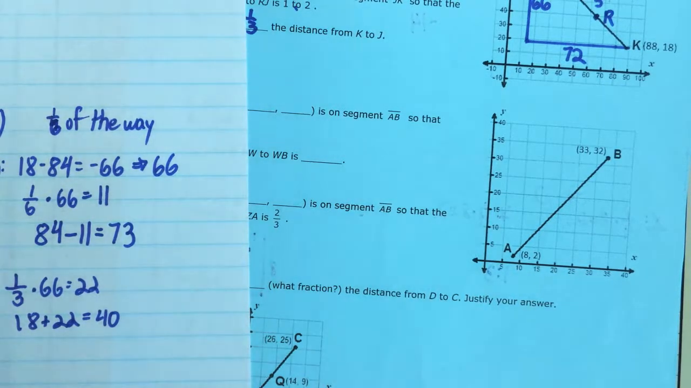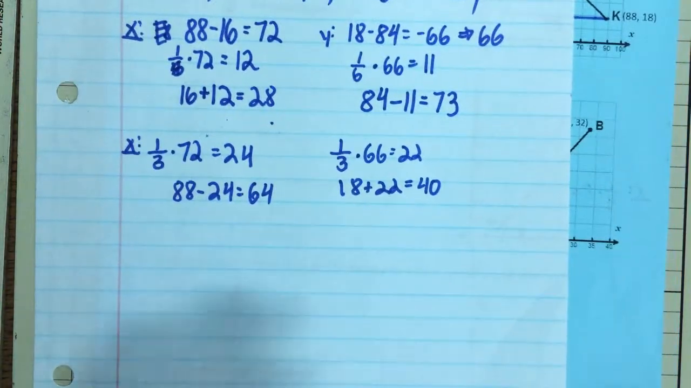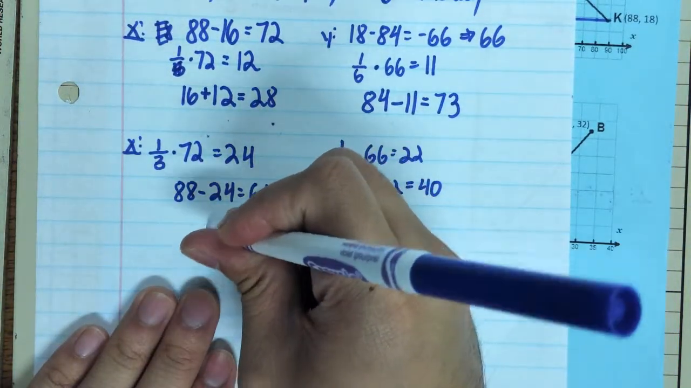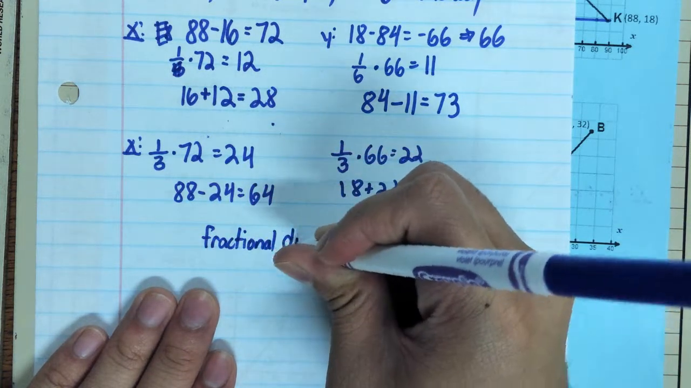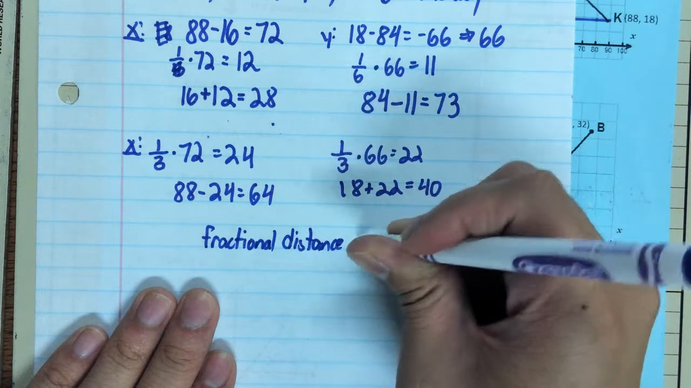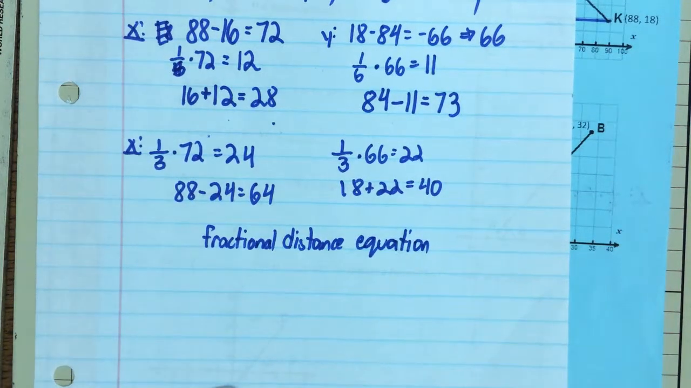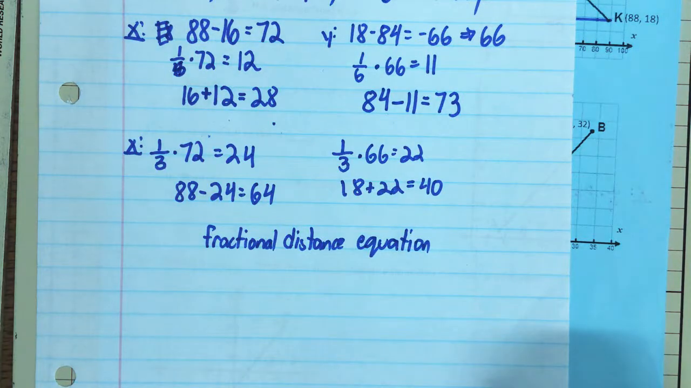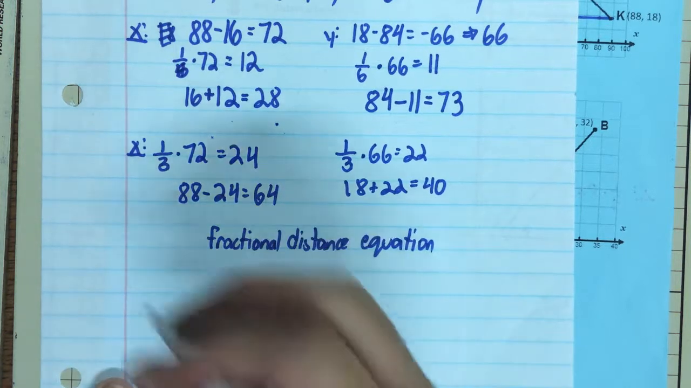Okay. So I showed you the 3-step process of finding that fractional distance. That 3-step process can be condensed into one equation. So now I'm ready to show you the equation for fractional distance. And I will show you the x part first and the y part next. So let's start with the x.